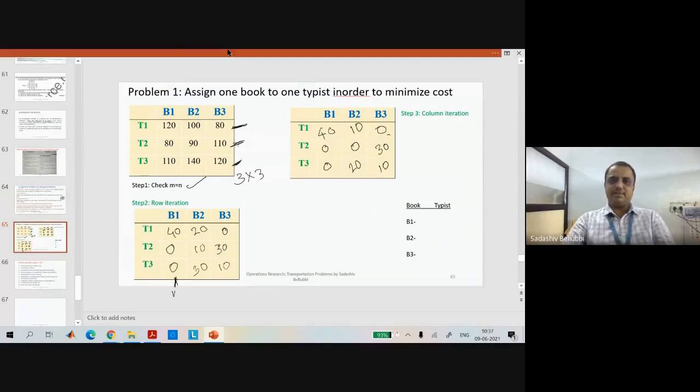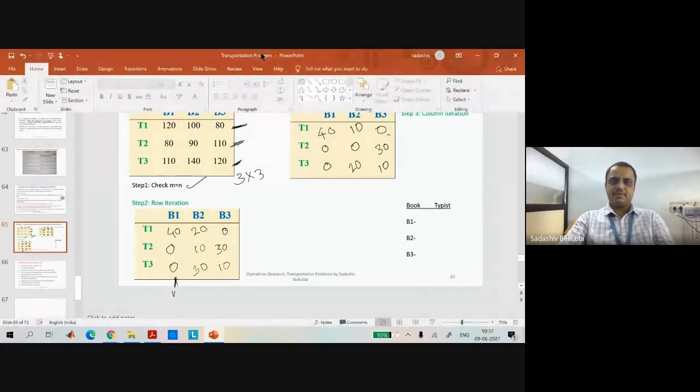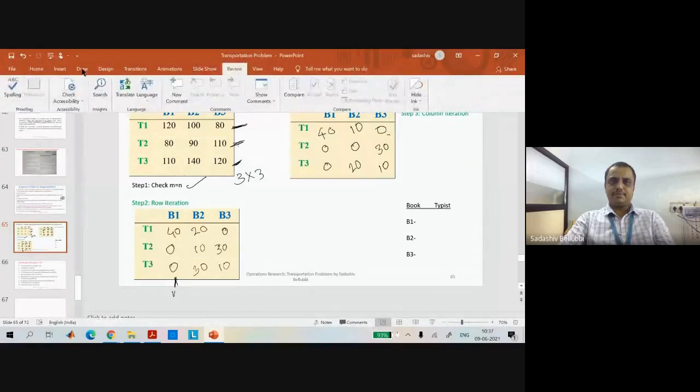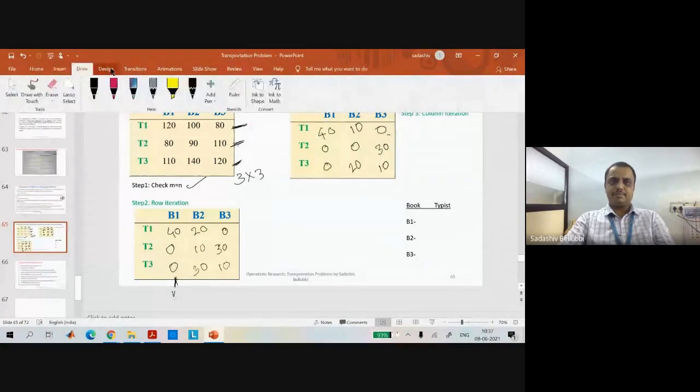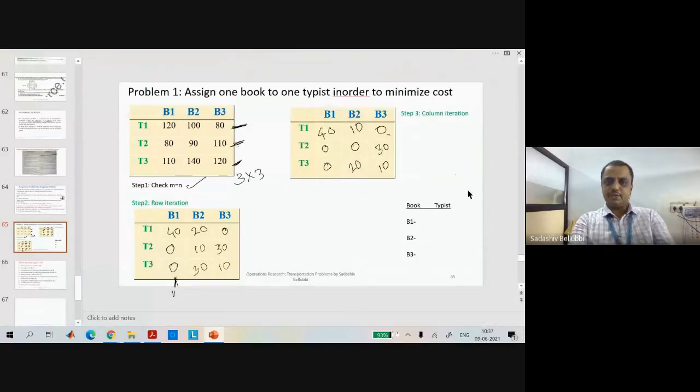And second one, okay, in the first row, there is a 0. And the second row also there is a 1 0. And third row also there is a 1 0. In the column wise, in the first column, again, it's having 0. And second column also having 0. Third column also having 0. So it's fine.